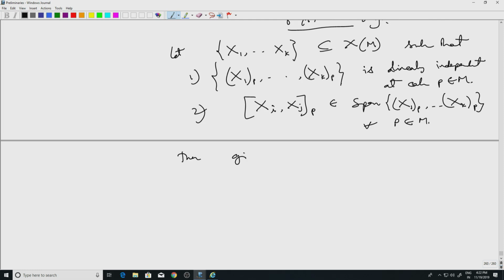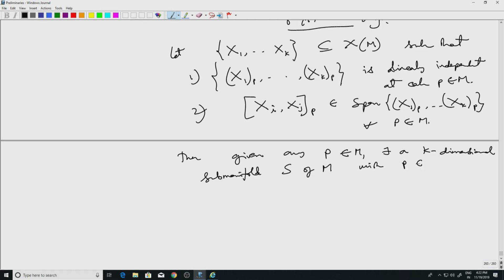Then given any p in M, there exists a k-dimensional submanifold S of M with p in S, and the tangent space to S at any point q is actually just the span of these vector fields X1 q, through Xk q. And the submanifold will turn out to be unique as well.